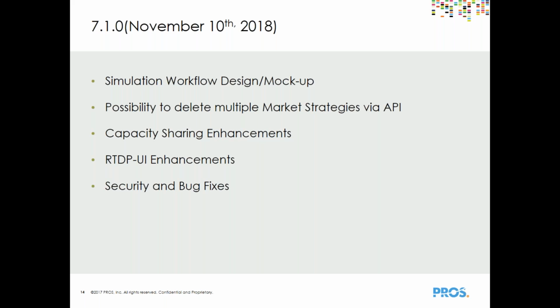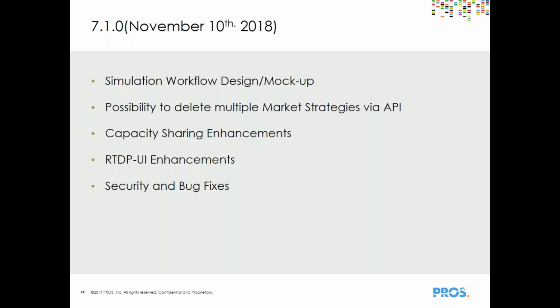So since simulation will be a fairly large effort, and we want to incorporate as much of the requirements and feedback that we've received thus far, we plan on targeting the completion of the design process, which is the first step in the simulation feature, in version 7.1. And once everything is validated with the design, we will continue implementation of simulation in a future version of RTDP.